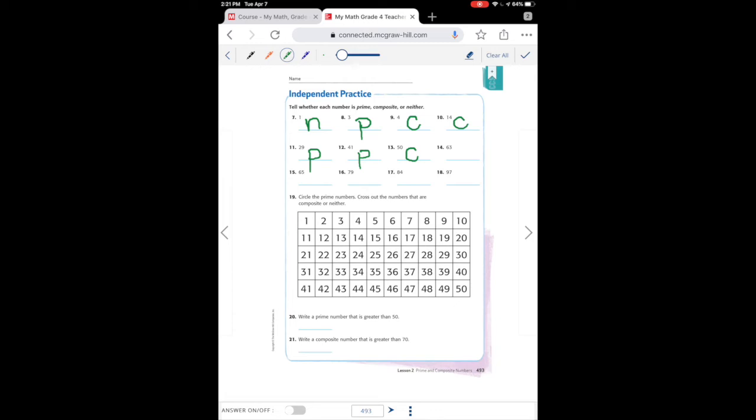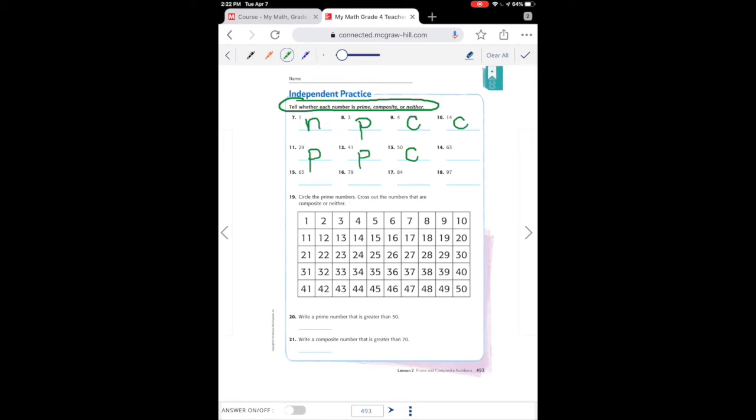So you really got to pay attention to what our directions say, because these directions just say, tell whether each number is prime, composite, or neither. Yesterday's directions were to find all of the factors, so we would have to list them all out. All right, 63, number 14. What numbers can you multiply together to get 63? Or if I divide 63, do I get an even quotient without a remainder?